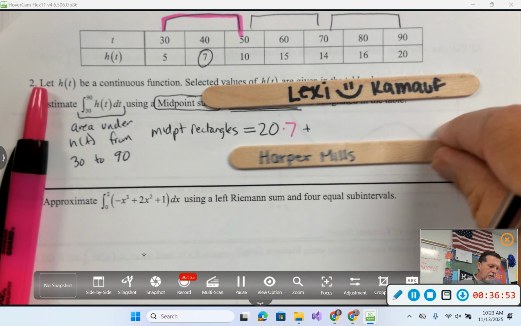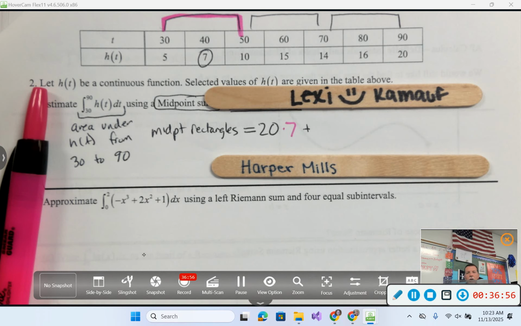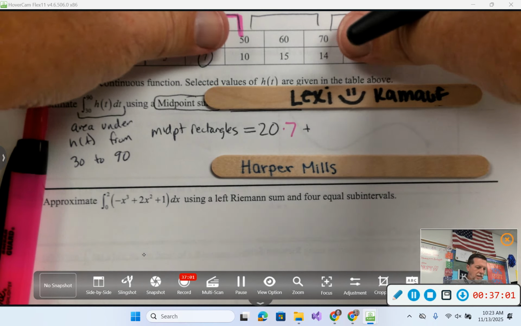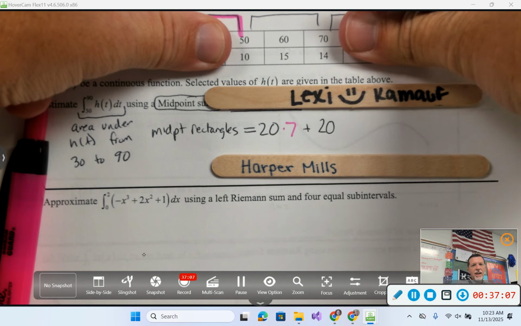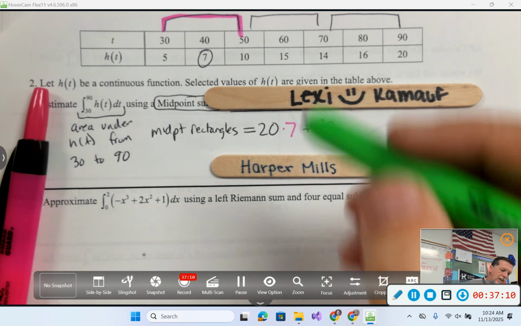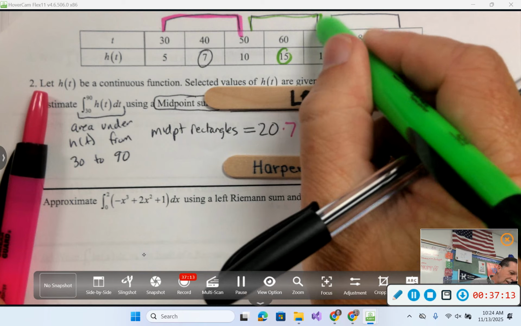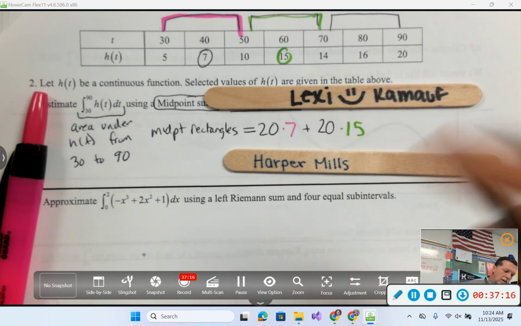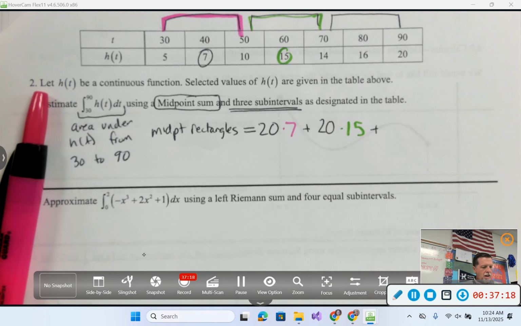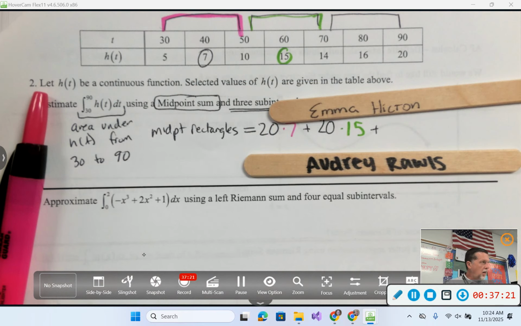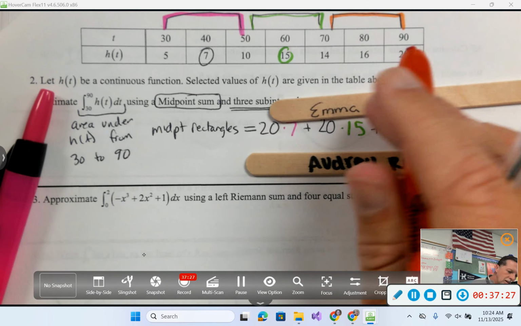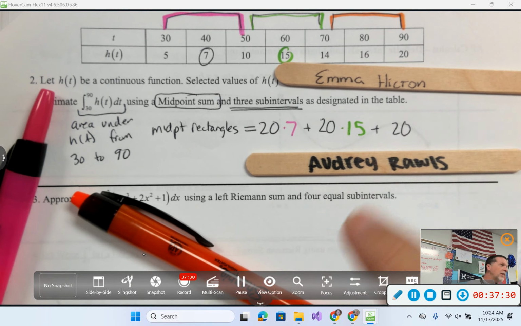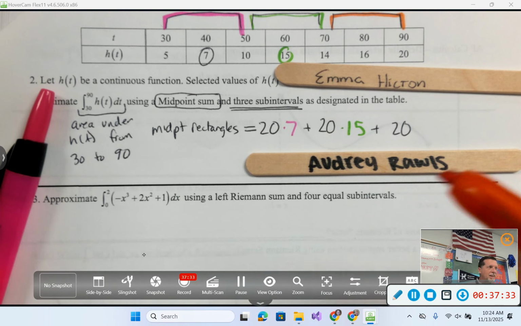All right, Lexi, on our middle rectangle there, how wide is that rectangle? 20 wide. And Harper, which height should we use? Why 15? It's the one in the middle. And they told us to do a midpoint sum. So 20 times 15. And then my last rectangle. Emma, how wide is that rectangle? 20. And Audrey, what height should I use? And why 16? Because it's the one in the middle.